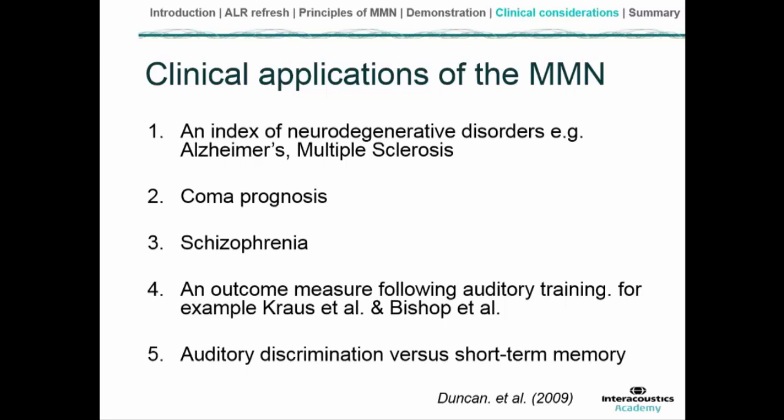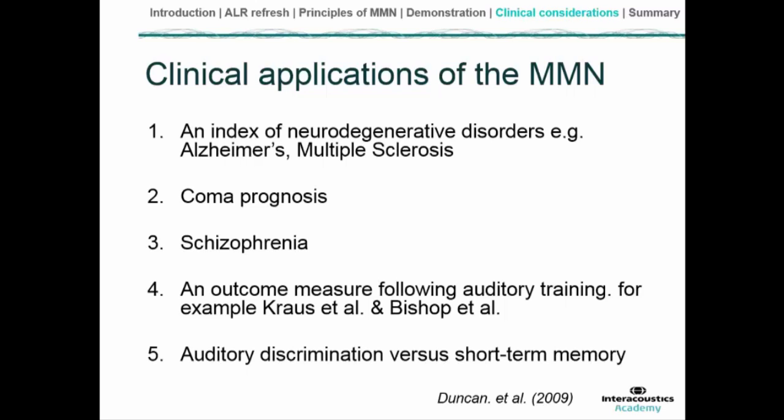So the size of the MMN, at least on a group level, can be used to index either the presence or absence, or monitor over time the development of neurodegenerative disorders, such as Alzheimer's and multiple sclerosis as just two examples.